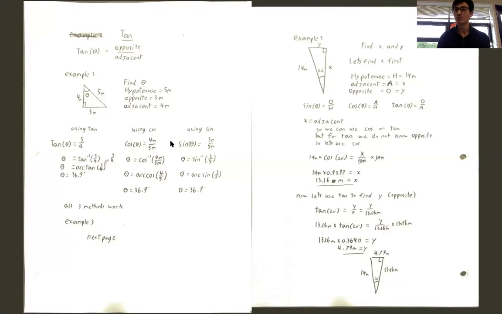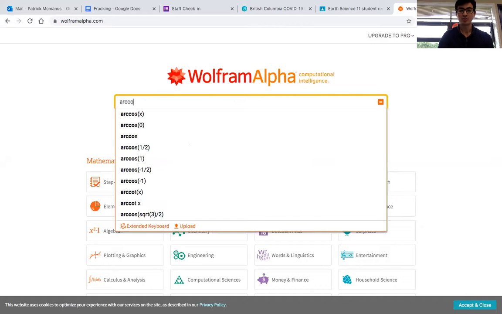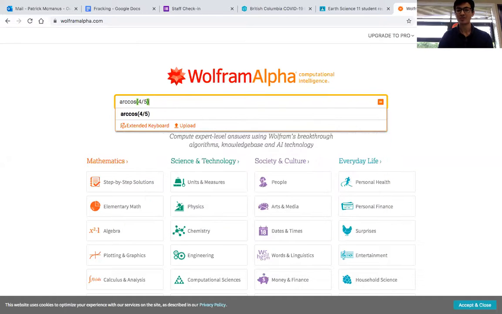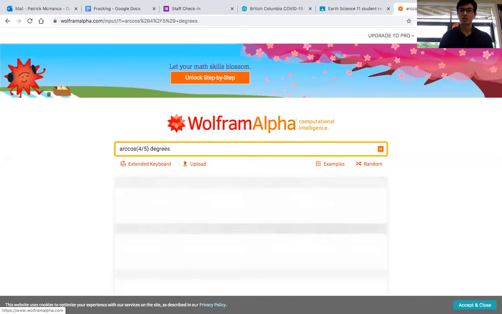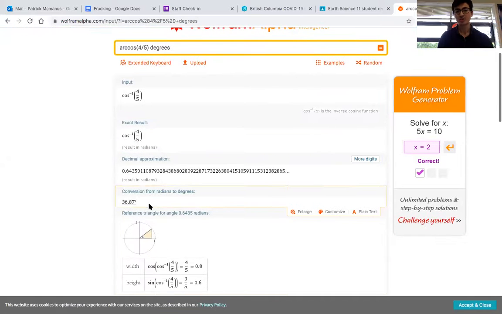I recommend using Wolfram Alpha, which is just a website you can go to. You can just do arc cos, and we'll put 4 divided by 5 in there, and specify that we want degrees. It can give you 2 values, radians or degrees. Radians is just a different measurement system, but we want degrees, so we get 36.87, which is exactly what we got before. We just rounded up to 36.9 degrees. So that's arc, A-R-C, and then the cos or the tan, or a sine even.